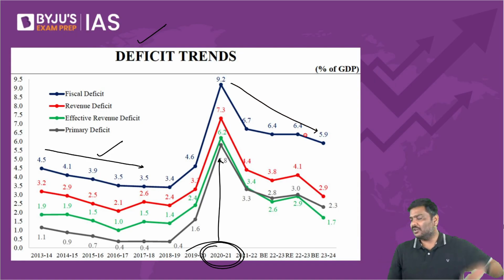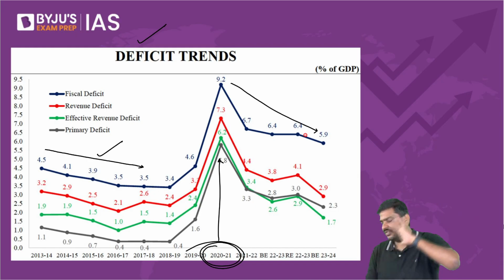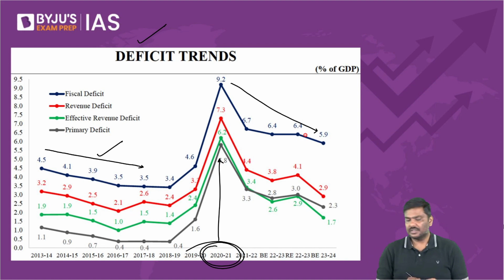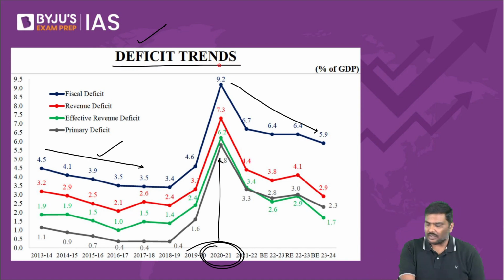And now again, the Government of India is trying to reduce these deficits. It is trying to target and reduce all of these deficits. Done? Right? So this is the trend of the deficit.